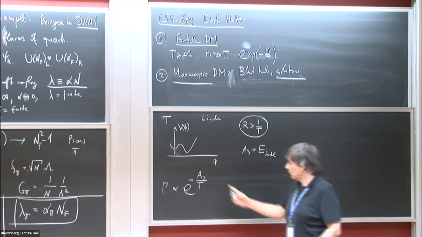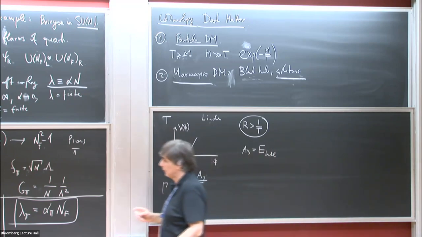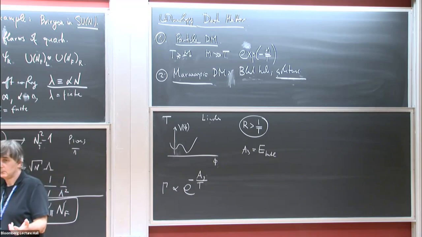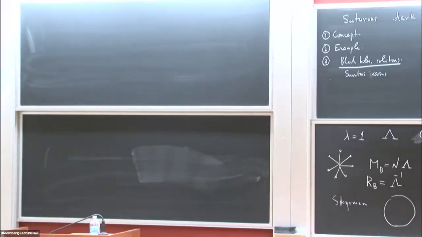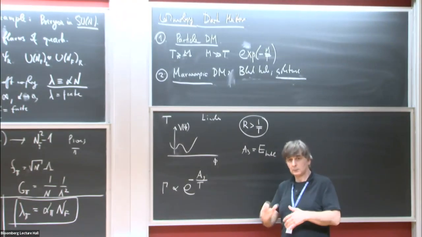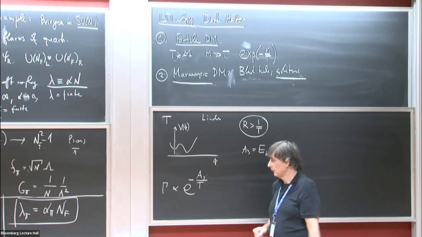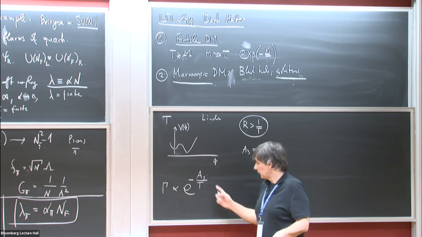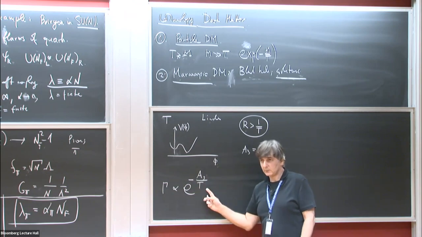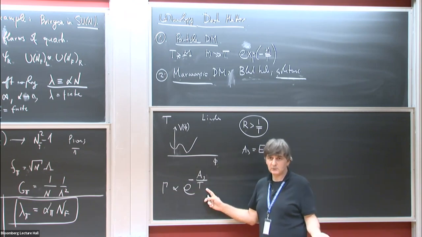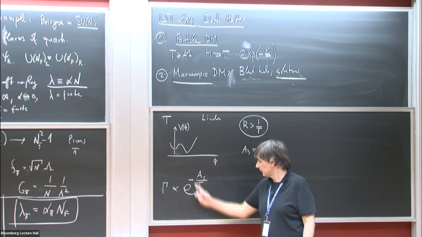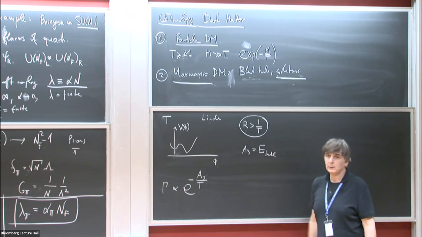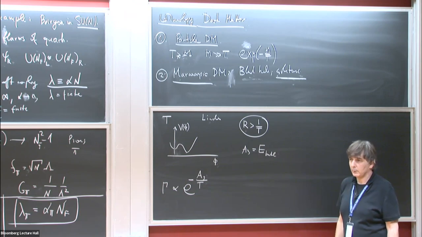Now, in order to understand why this suppression is overcompensated for a saturated bubble, or any soliton, with size R, we can first reinterpret this suppression in the entropy language, which is sort of interesting on its own. So let me reinterpret this result in the language of entropy.